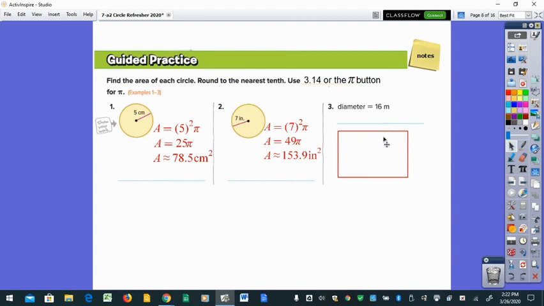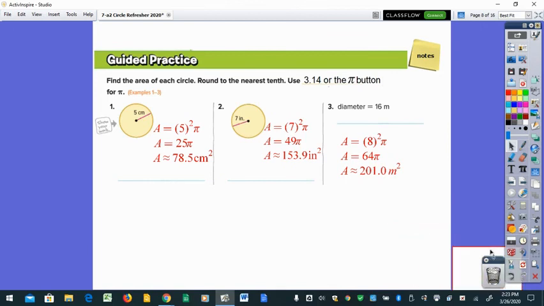I'm going to take area equals radius, which is 8 squared times pi. 8 times 8 is 64, or 8 to the second power is 64. This is my exact answer. I pick up my calculator and take 64 times the pi button, and I get about 201. You'll see me putting the 0.0 there just to show you that that's how this one rounded, meters squared.